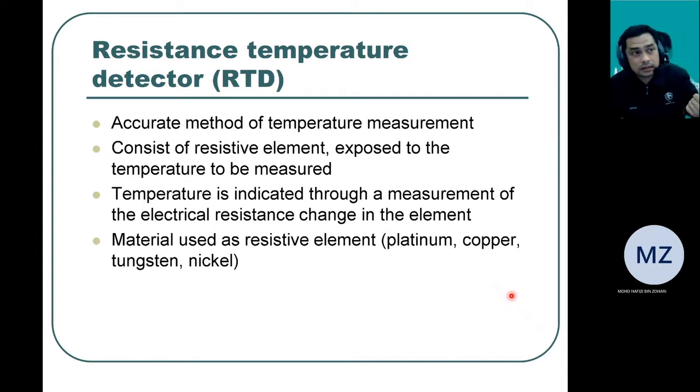We know from the previous class that when we increase the temperature, it will increase the resistance as well. So we're going to look at this further. Before we go to the mechanism, we can look at the types of material frequently used for the RTD. The materials that are sensitive to resistance are platinum, copper, tungsten, and nickel. All of these actually have very high resistivity.